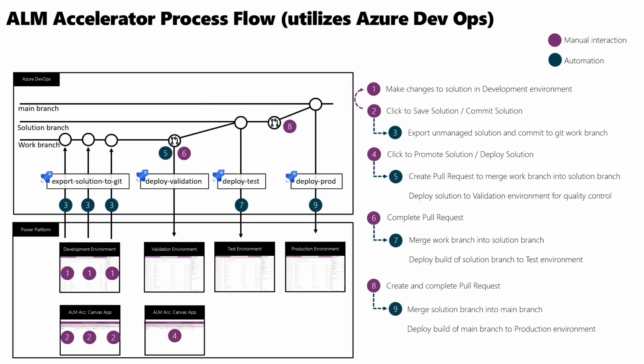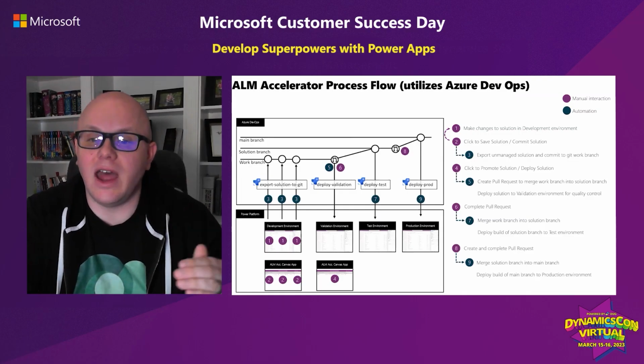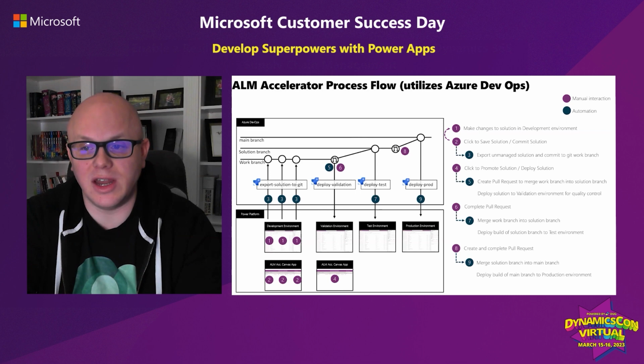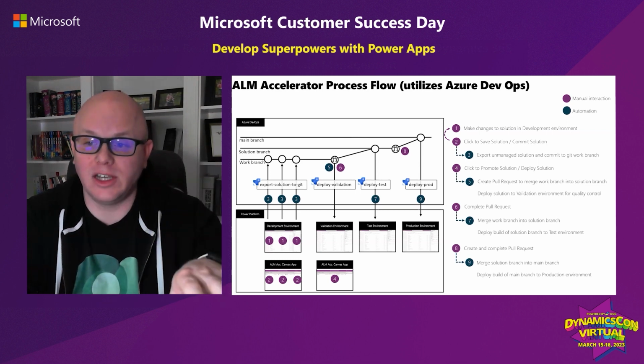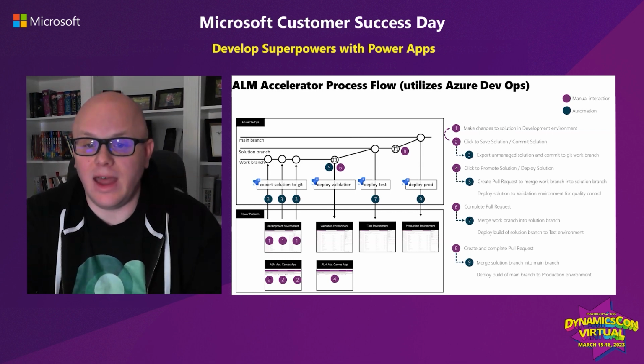In this diagram, you see what's kind of happening. So basically, the user is going to make manual interaction, which is making changes in the development environment. Then they're going to click Save Solution or Commit Solution, and that's going to happen inside of a Power App that's custom built by Microsoft that you deploy into your tenant. After you've committed the solution, it's going to export that unmanaged solution and commit it to a Git work branch in GitHub. It's using ADO to do that.